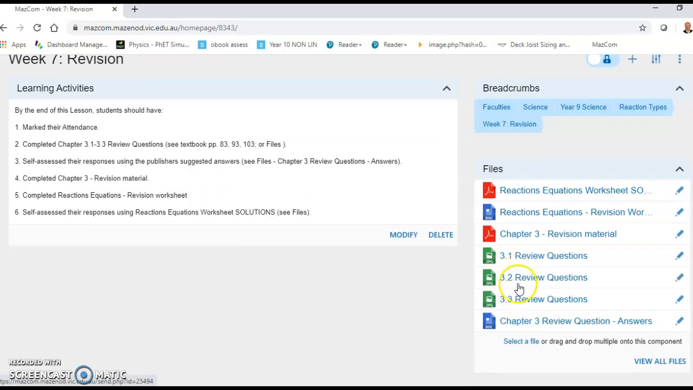I've now switched on these two. That's 3.2, 3.3. Do as many questions as you can, preferably up to question 11. And then today, when you finish, you can open that up and check all your answers from these three sections.